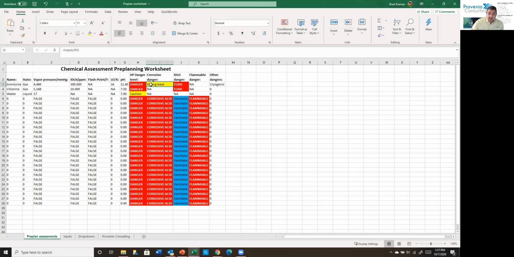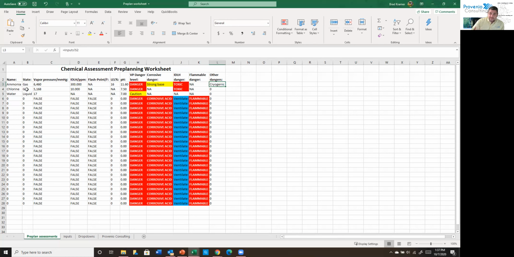So it's yellow there. If it is higher than 12, then that would be red. And then it's toxic because of how low the parts per million is for the IDLH. And then this box is just left blank, NA, not applicable for flammable danger. And then what we put in there for other dangers crosses over.